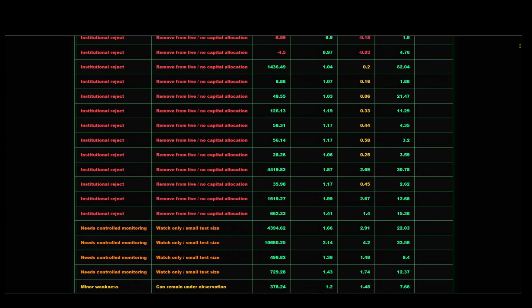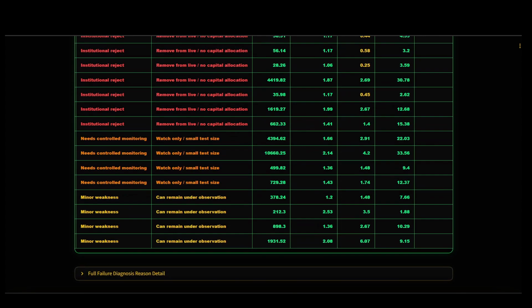And then finally, near the healthier side of the table, we begin seeing robots classified under minor weakness profiles. These are no longer viewed as structurally dangerous. Instead, they show manageable weaknesses that can remain under observation while the portfolio continues evolving.